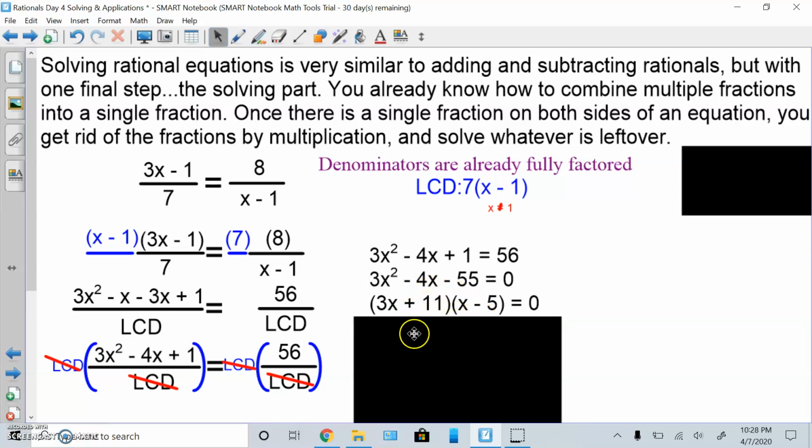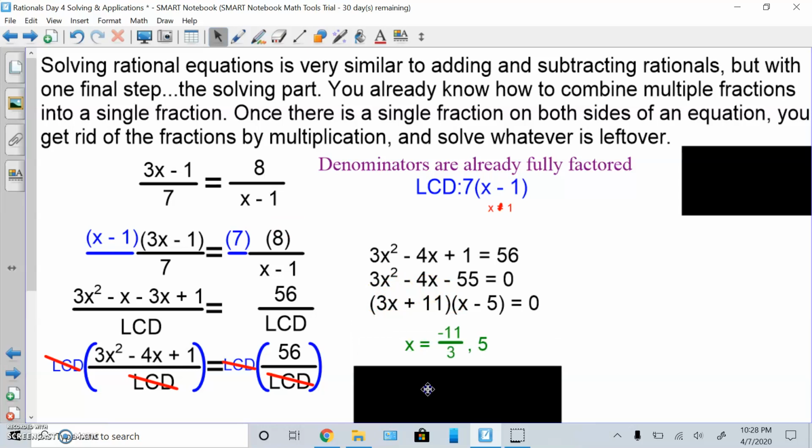Once you have it factored, each factor equals 0. So to solve 3x plus 11 equals 0, you subtract 11 on both sides, then divide by 3. It's negative 11 over 3. To solve this one, you just add 5 on both sides, you get positive 5. Before you box in this answer, you have to check, are any of these in the restrictions? If it is, you have to cross it out. But these are not in the restrictions, so both of those are the answer.